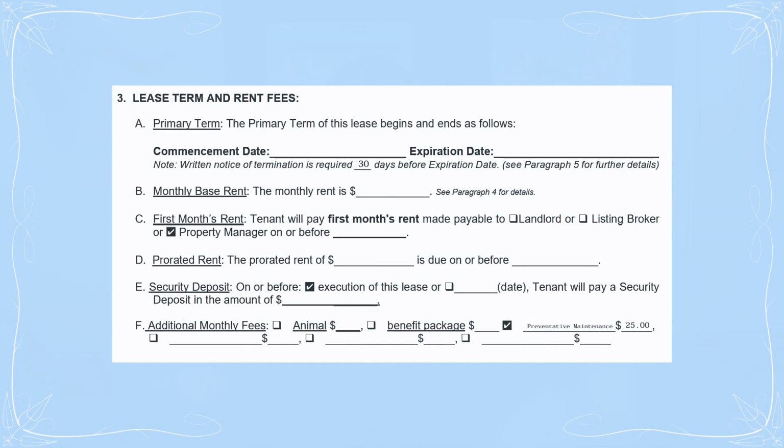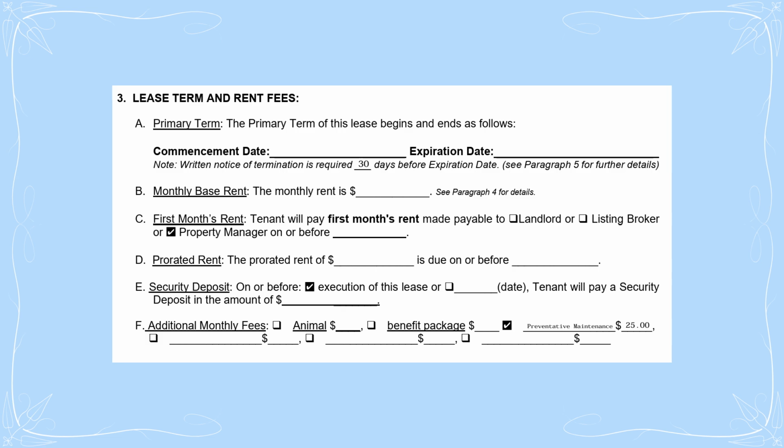Paragraph 3 discusses the rent terms and fees. The commencement date is the date that the lease begins, and the expiration date, obviously, is the one that ends it. You're also going to see in B your monthly rent due. Paragraph C discusses the first month's rent, which will be a prorated amount if you're not moving in on the first, and will begin the day that you move in through the end of the month. That amount will be due the day that you move in.